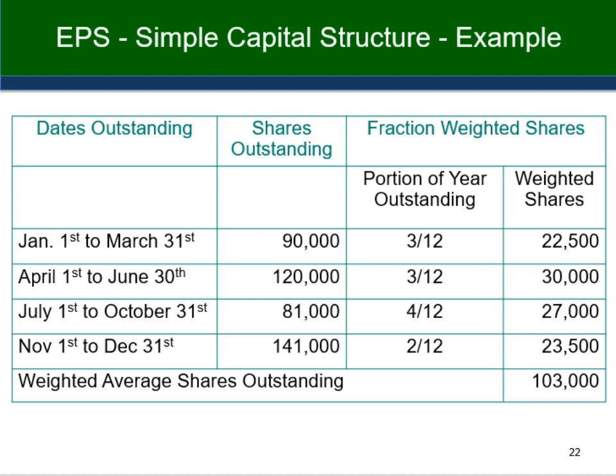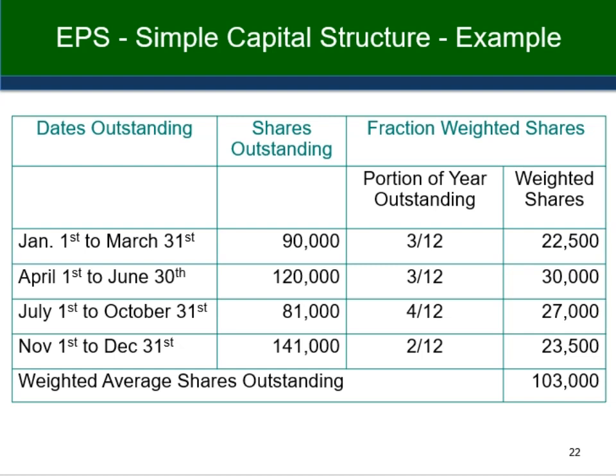The level moved up on April 1st to 120,000 and stayed there for another quarter of the year. So 120,000 times a quarter is 30,000 more. Then it moved down to 81,000, and 81,000 was outstanding from July 1st to Halloween. 81,000 times 4/12, so that's 4 months. January starts, well, it's June. June is the 6th month, so that's the end of 6 months. October 31st is the 10th month, so 10 minus 6 is 4. 4 months out of 12, which means 27,000 is the weighted amount. And November 1st to December 31st, there was 141,000 outstanding for those 2 months. So the total weighted average shares outstanding is 103,000.